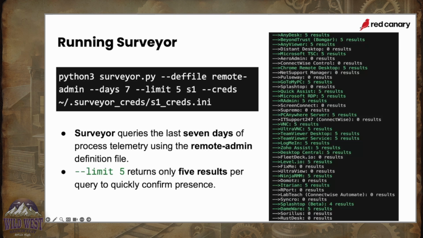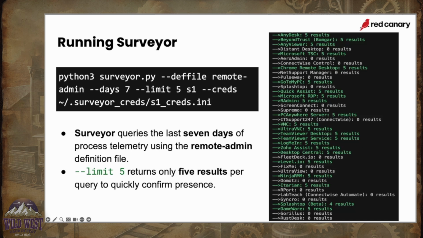All right, running Surveyor, also simple. So we say, Surveyor, I have these things that I want to look for in this remote admin definition file. I'm going to point to this definition file. I'm going to say, over the last 7 days, hey, can you tell me about the prevalence of all of these RMM tools in our environment, if they exist or if they don't exist? And in this example, I'm saying, just give me the last 5. I don't need to know every occurrence. I just need to know if it exists or not. That's it.